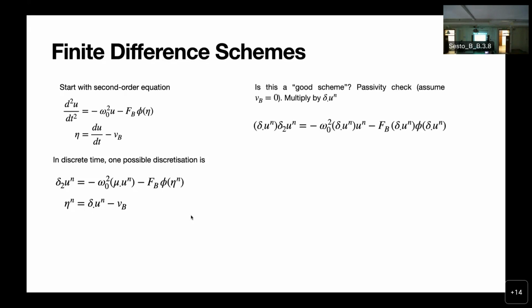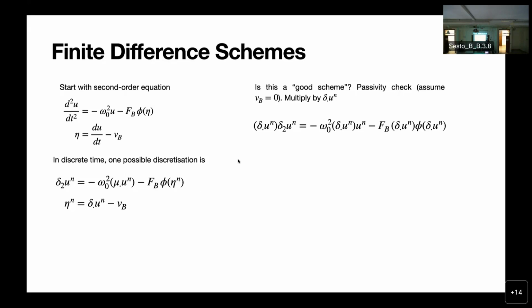The question is, is this a good scheme? I mean, we just substituted difference operators into the equations, but we don't really know whether this scheme is actually good. What you want to do is, again, find passivity properties. So just like the continuous case where we multiplied by the velocity and we figured that the energy was decaying over time, we can do the same trick in discrete time too.